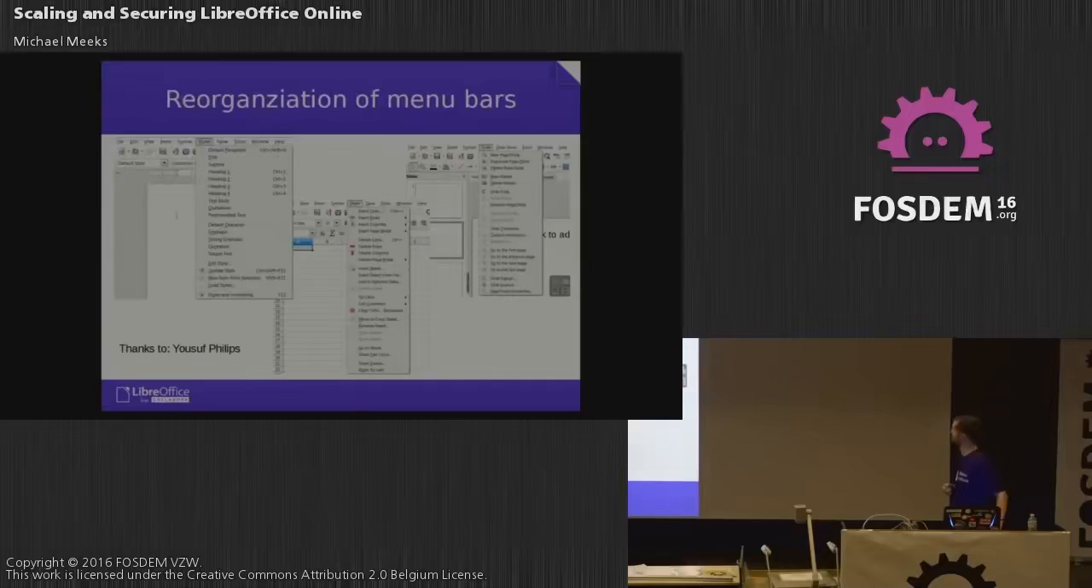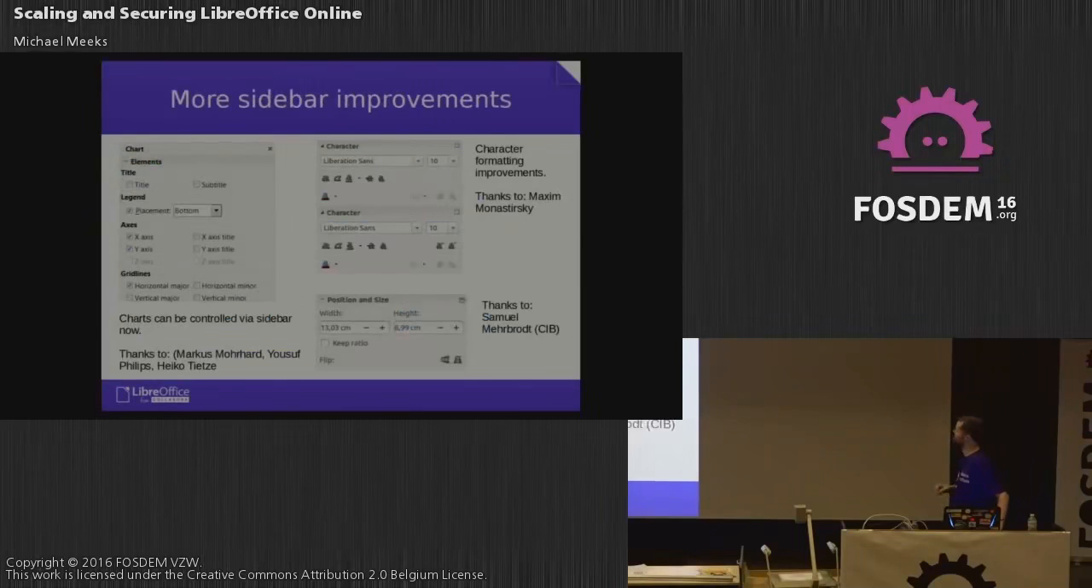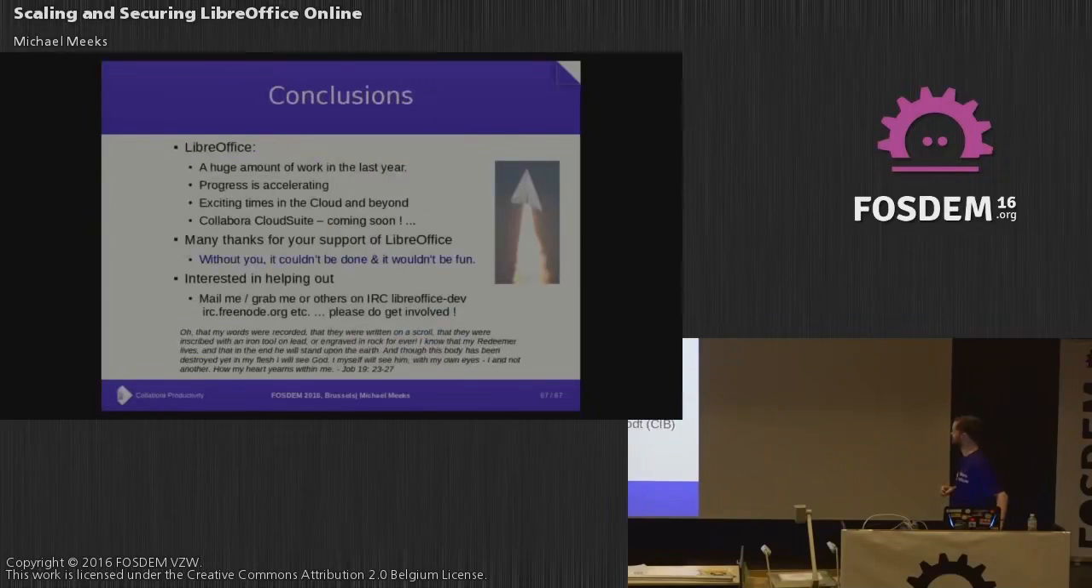Lots of work on OpenGL to accelerate rendering and make it snappier. Menu bars have been substantially reorganized, so you can retrain yourself into the new world. Sidebar has been improved by all sorts of good people. Lots of new features there. I think there's a chart sidebar now, so you can edit your charts, from Markus. But lots of other little bits of cleanup all over the place in the sidebar. So lots of nice stuff. So LibreOffice is getting better. It's awesome. And there's a huge amount of stuff done in the last year.